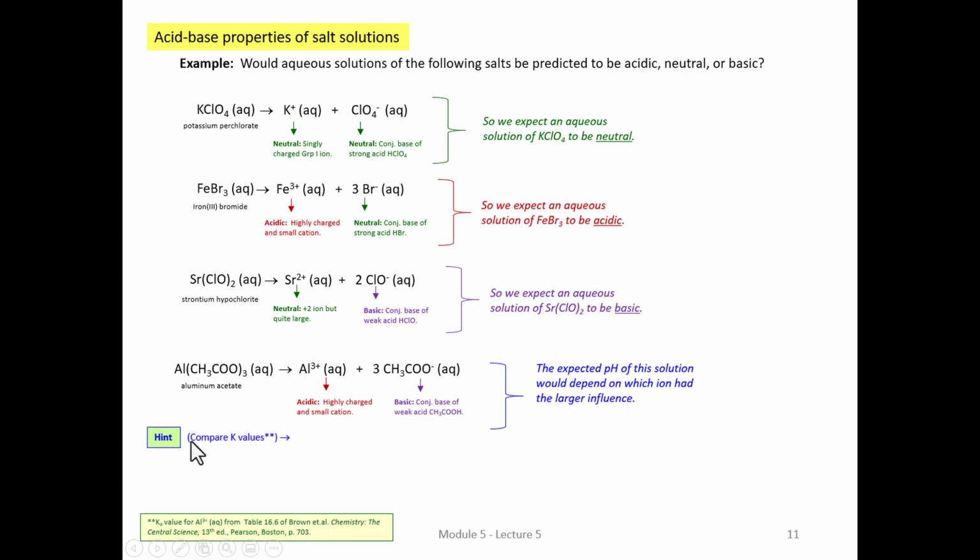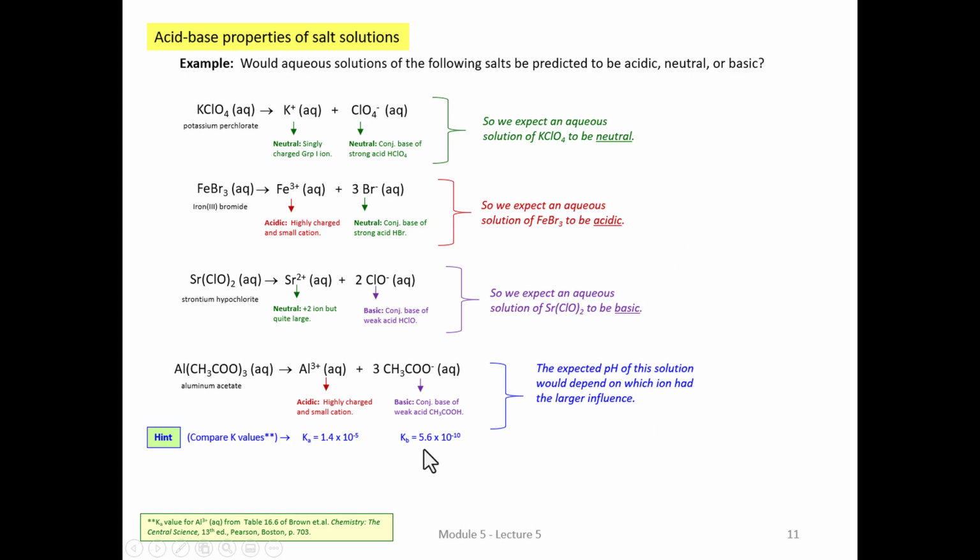One way you might go about doing this is to compare the K values. You might ask, okay, where would you find Ka values for the acidic behavior of aluminum? There actually was a table in the textbook that contains some of this information. There are other sources of this. The Ka of aluminum ion in water is 1.4 times 10 to the minus 5. The Kb of acetate, of course, is 5.6 times 10 to the minus 10.